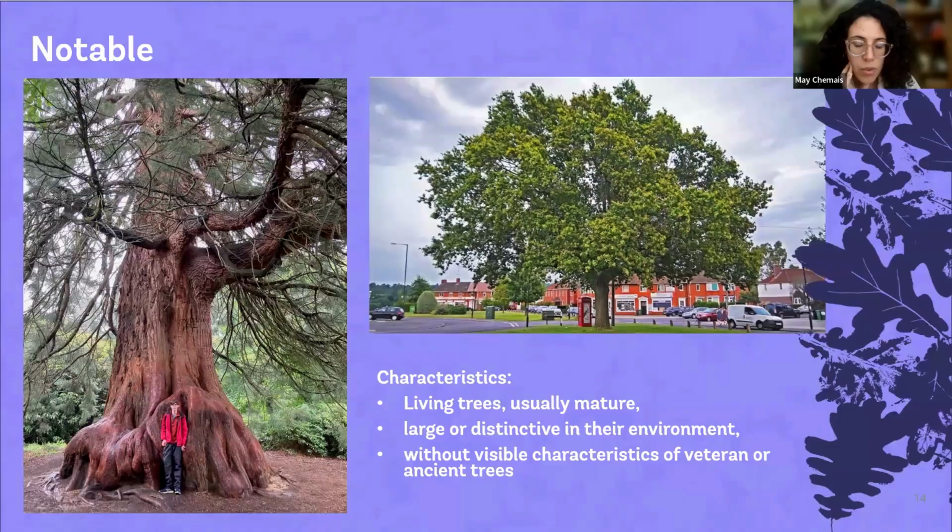As well, there is the notable category, which is mature. So it's a mature tree. There aren't massive signs of decay. There can be a little bit of decay around the tree, but typically the reason we talk about these trees is because they are distinct in their environment, so they stand out. So either they are a big tree in an amenity area.